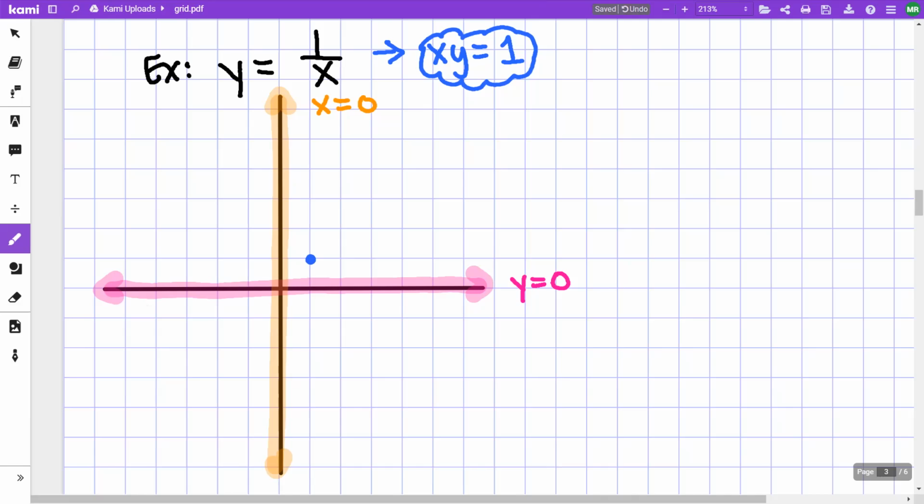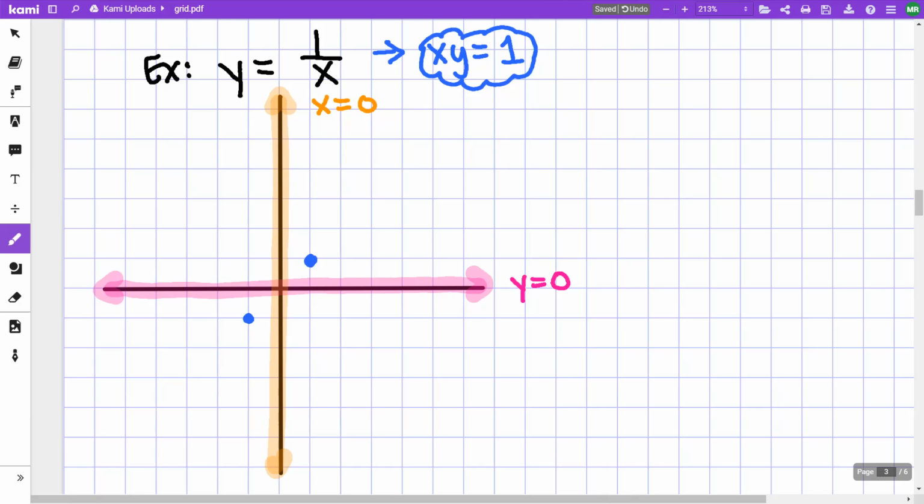So my point's going to be 1, 1. That's the point I want you to accurately give me. Okay, 1, 1. Well, what else multiplies to 1? Well, a -1, -1. So I'm also going to have a point at -1, -1. Those are the two accurate points I want.